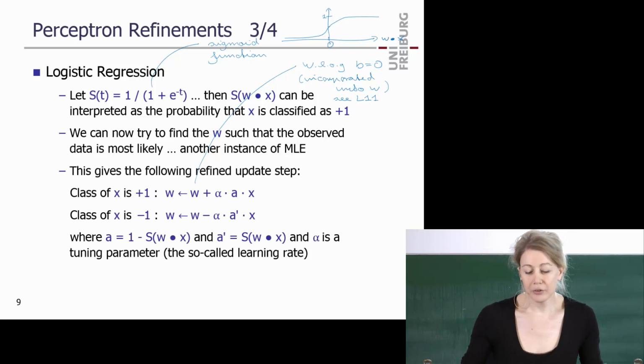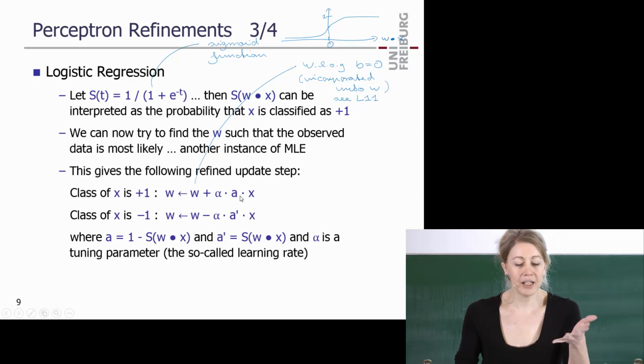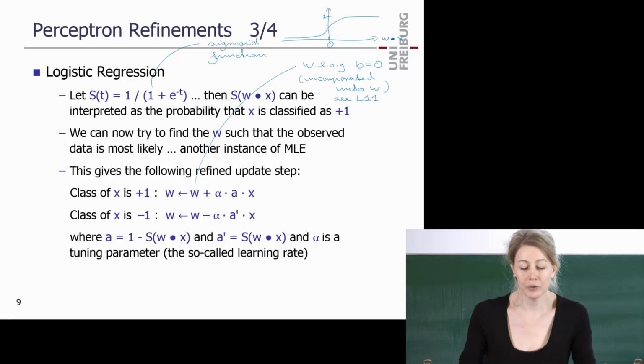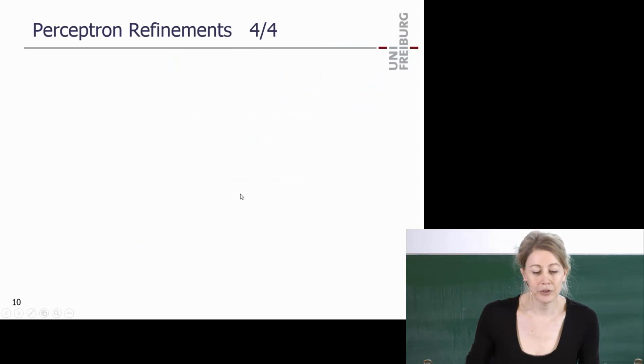Very easy to implement. You just have these factors here, a and a prime, which is just the sigmoid function, a multiplier in front of the x, and another factor alpha, which plays a role now, which is the learning rate. So even without understanding it, or maybe you want to understand it, try to do the math. You can just implement it and see how it works.